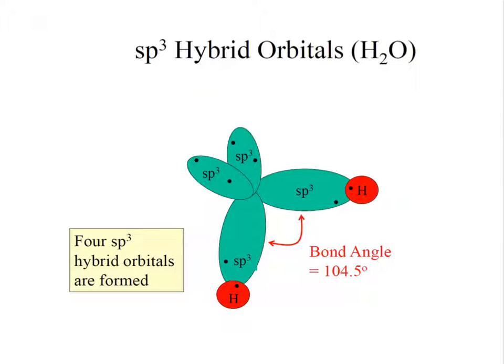So in this 3D structure, it's an imperfect tetrahedral geometry. There's 4 sp3 hybrid orbitals because there's 4 electron domains, but they're not identical. The lone pairs will spend more time in closer proximity to the oxygen atom's nucleus than will the bonding pairs.